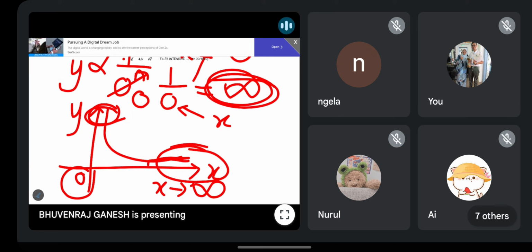Boleh touch, guys, this region. Adakah graf akan sentuh paksi X? For my inverse function, untuk fungsi songsang saya. Yes or no?